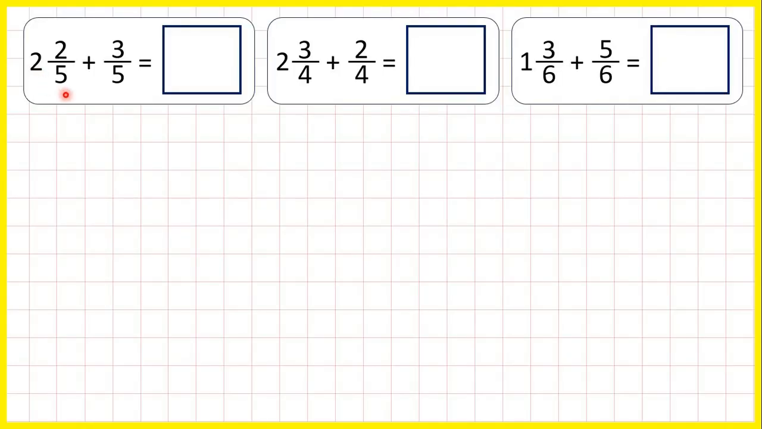We have 2 2/5 plus 3/5. So let's start by adding the fractions together. Remember, we keep the denominator the same in our answer, and 2 plus 3 is 5.